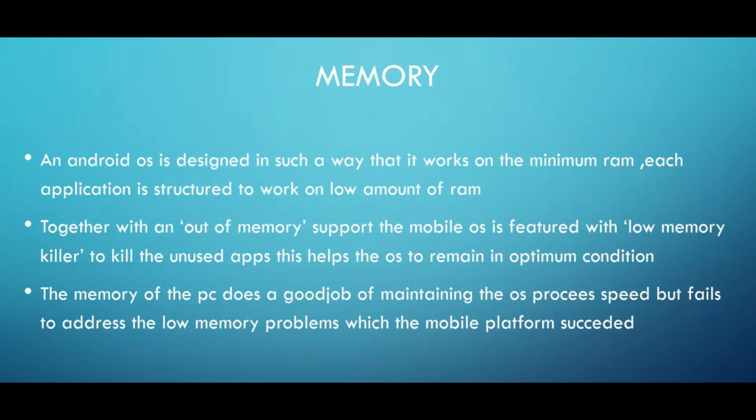Memory. An Android OS is designed in such a way that it works on minimum RAM. Each application is structured to work on a low amount of RAM. Together with out of memory support, the mobile OS is featured with a low memory killer to kill the unused apps. This helps the OS to remain in optimum condition. The memory of the PC does a good job of maintaining the OS process speed but fails to address the low memory problems which the mobile platform handles successfully.